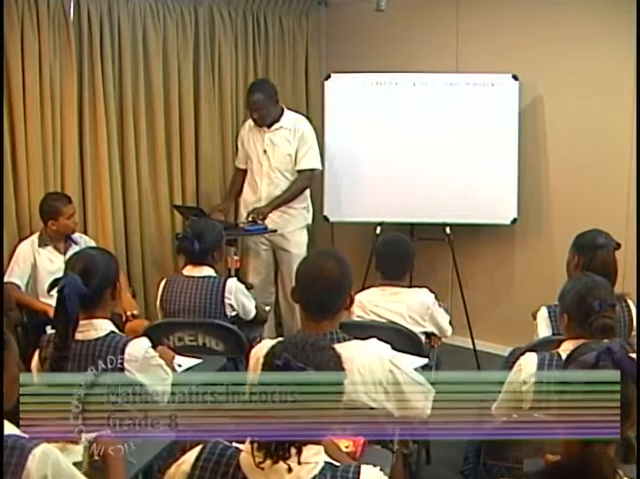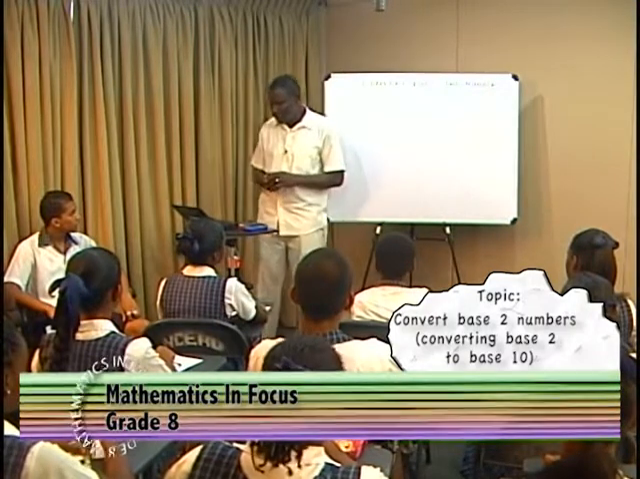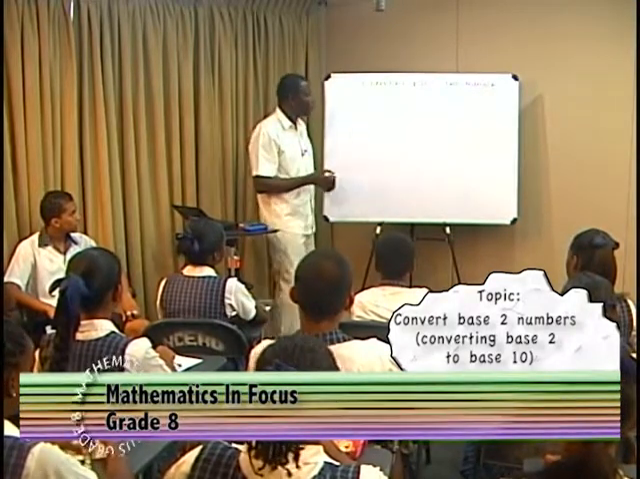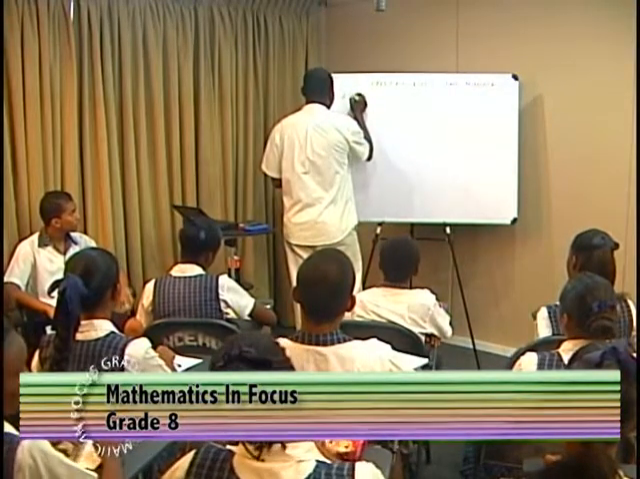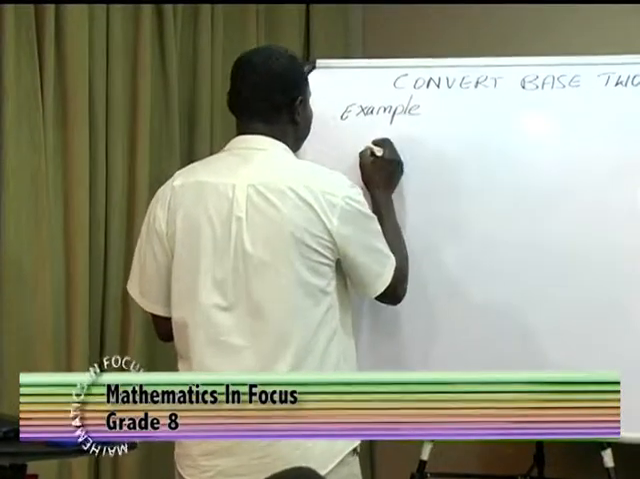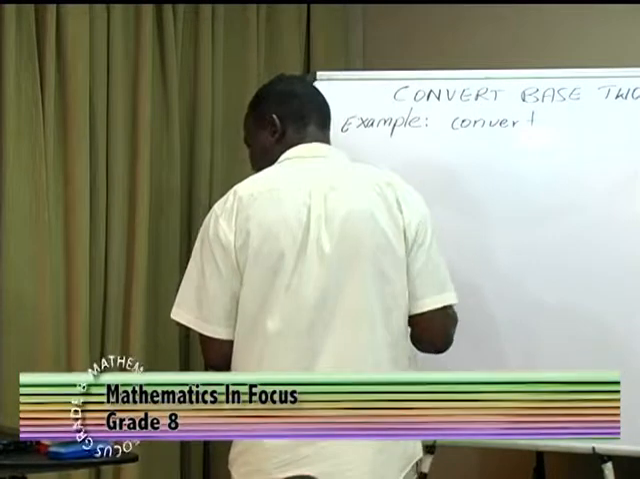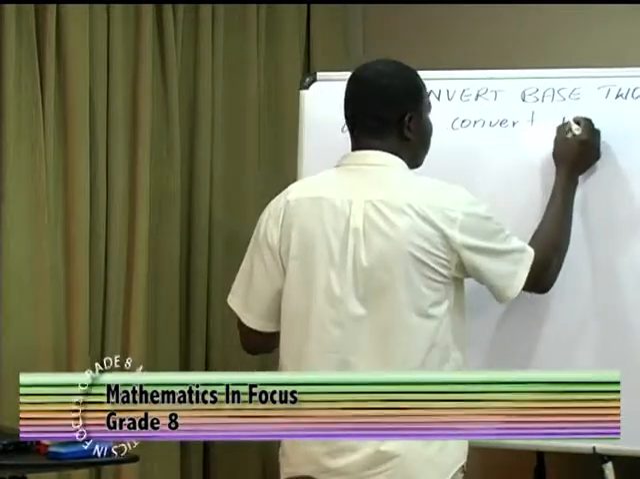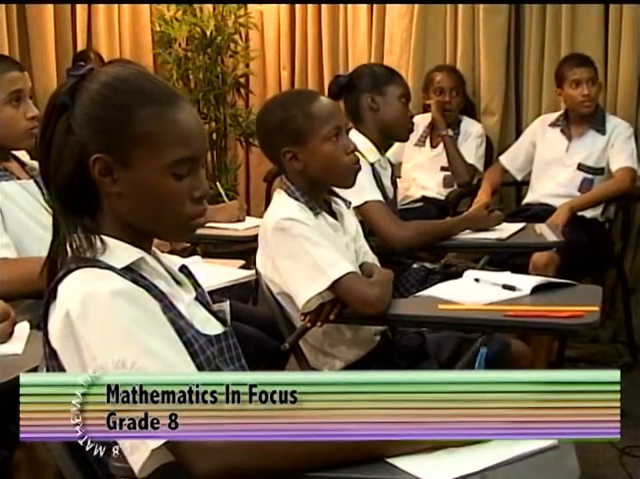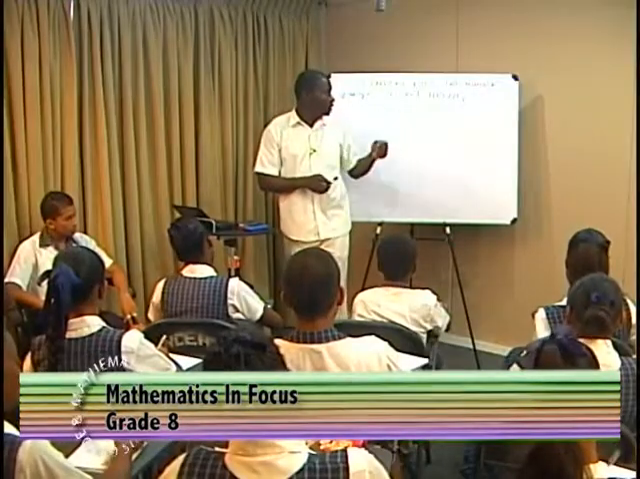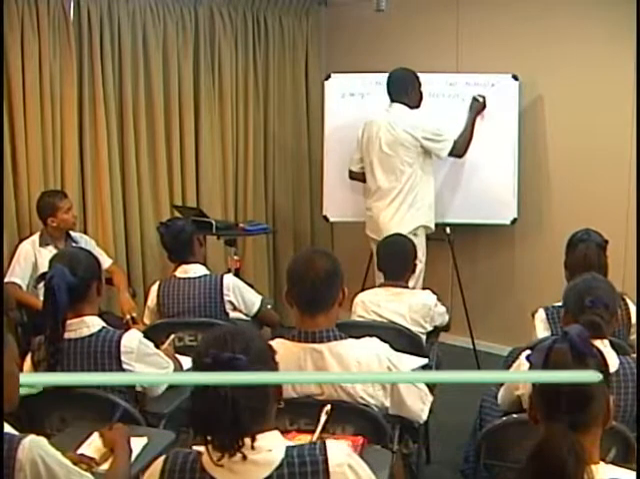And we will start off by considering a particular example for which we will convert a given number. Let us take a number which we're going to convert. Let us say we're converting this number here to base 10. So we're going to convert this to base 10.